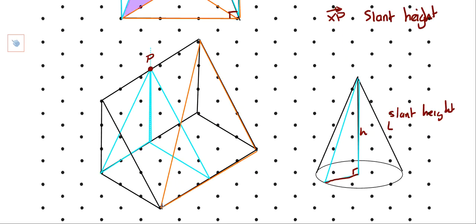What I really want you to do now, because you've only got 5 minutes left, is just get your diagram sorted so you know where all these triangles are.